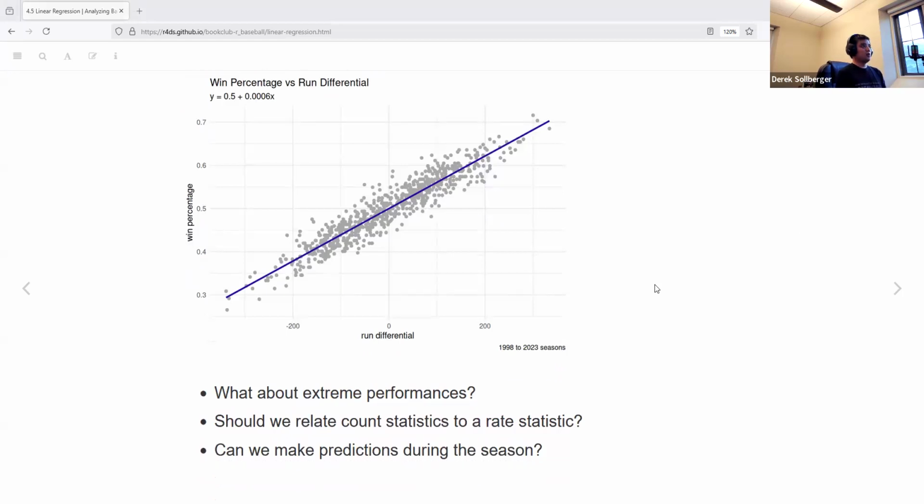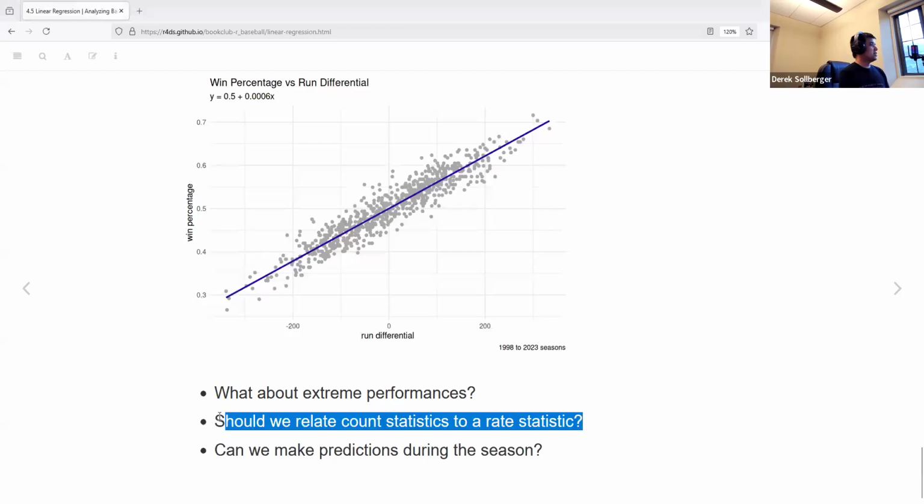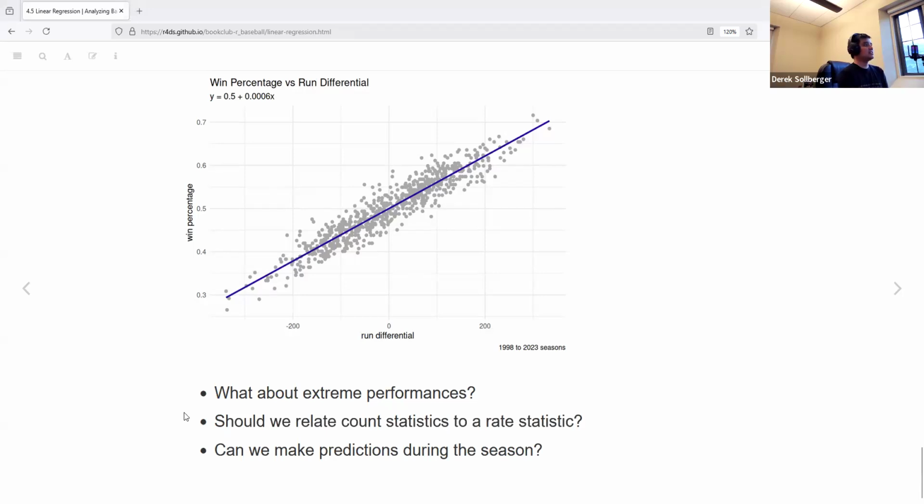For example, what about extreme performances? What if there's a team that had a very great run differential? Or, as we were talking about before the recording, what if we have some teams that are intentionally tanking? One thing I wanted to emphasize from my earlier exposition, should we relate count statistics to a rate statistic? Remember that runs scored and runs allowed, and hence run differential, are all count statistics, but win percentage, as the name implies, is a rate statistic. So it might be kind of odd cognitively to connect those 2 ideas, but for the most part, that's kind of okay.